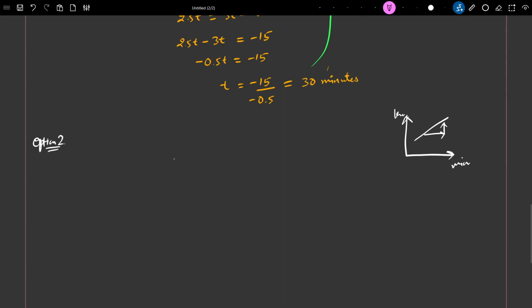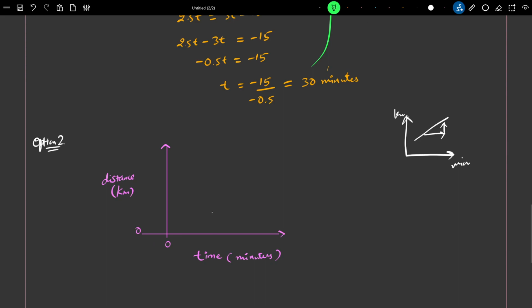Let's say I have this and this. So this is the distance in kilometers, and this is my time, basically in minutes. Okay, this is the time in minutes. So now this is 0, 0.